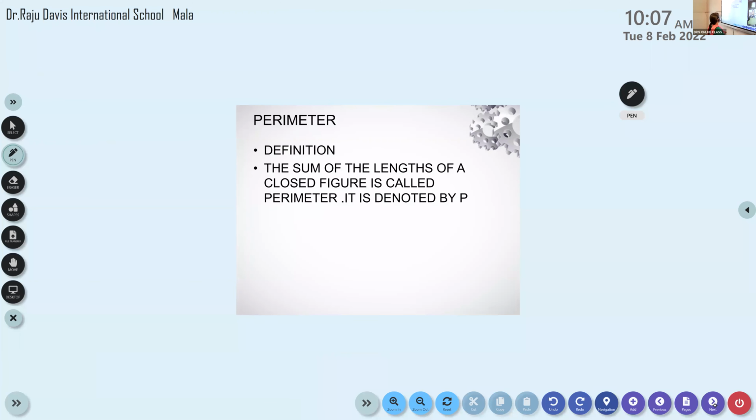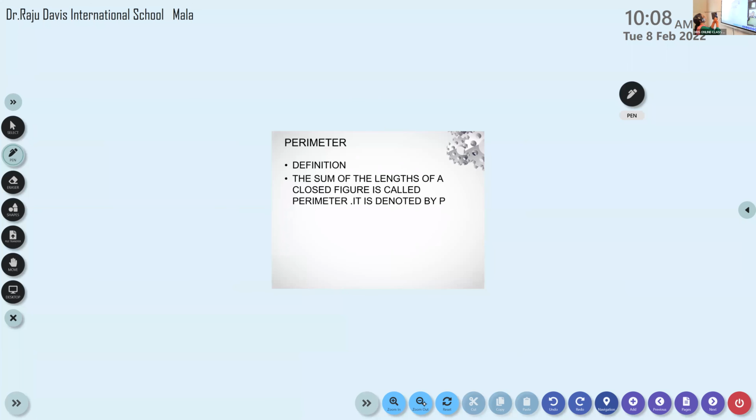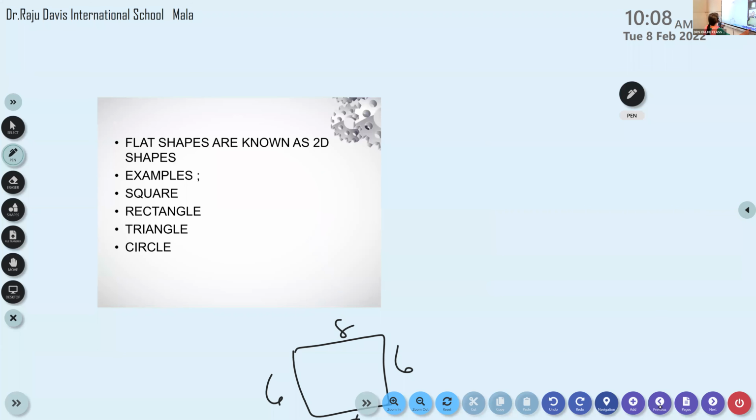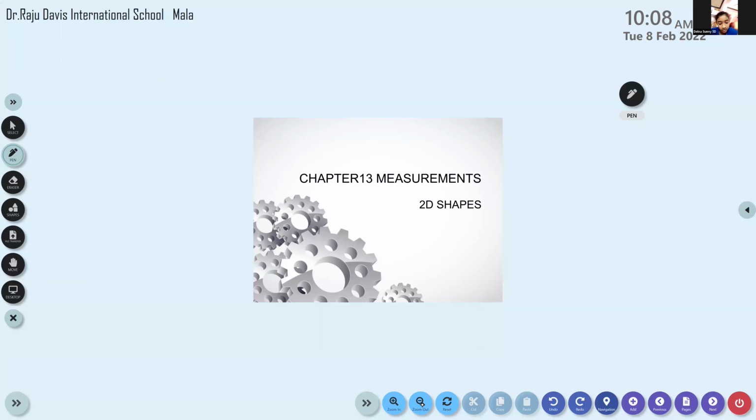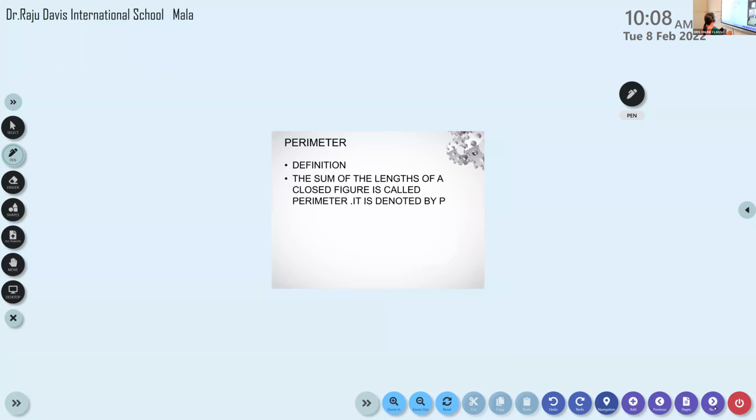Next shape. Okay, perimeter definition you write. The sum of the length of a closed figure is called perimeter. It is denoted by P. One minute, I will see the previous one. Ma'am, can you show the slide? The perimeter definition. Yes, definition, you're right.